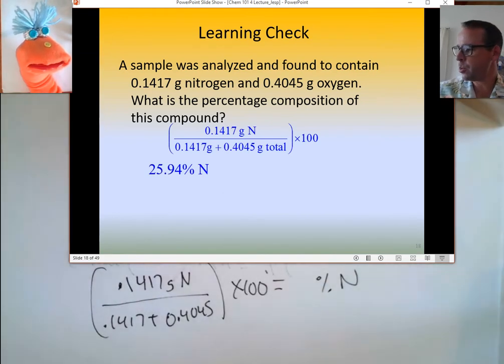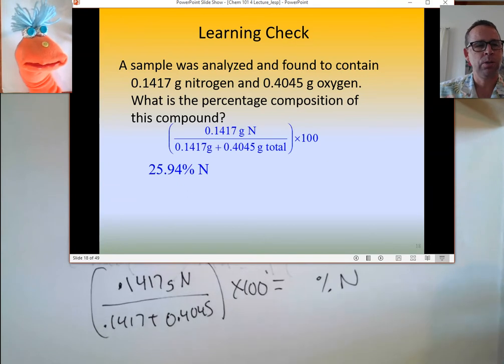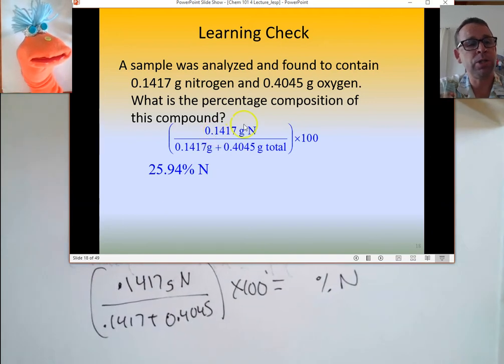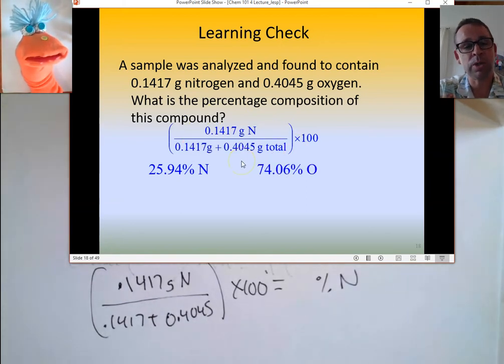Now, what would we do to get the percent oxygen? Well, I would just subtract it from 100. That's right. Yeah, you could do that. Also, you could take the 0.4045 and put it over the total mass times 100 as well. But both of those should give you the same value.